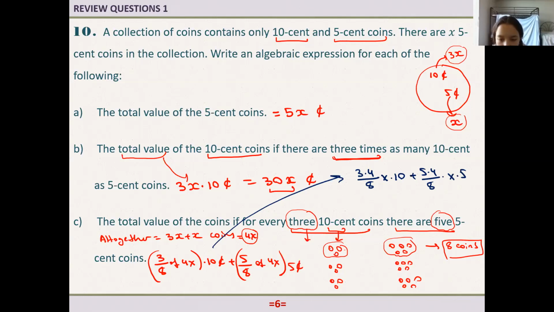So we have to simplify this algebraic expression. 4 and 4 cancel, here we have 2. 10 over 2 is 5, 5 times 3, here we have 15x. How about here? This 4 and 4, it is 2. 5 times 5 is 25, so here we have 25 over 2 times x. This is 12.5x. So 30 plus 25, 55 over 2x. That means that the total value of the box is this many cents.